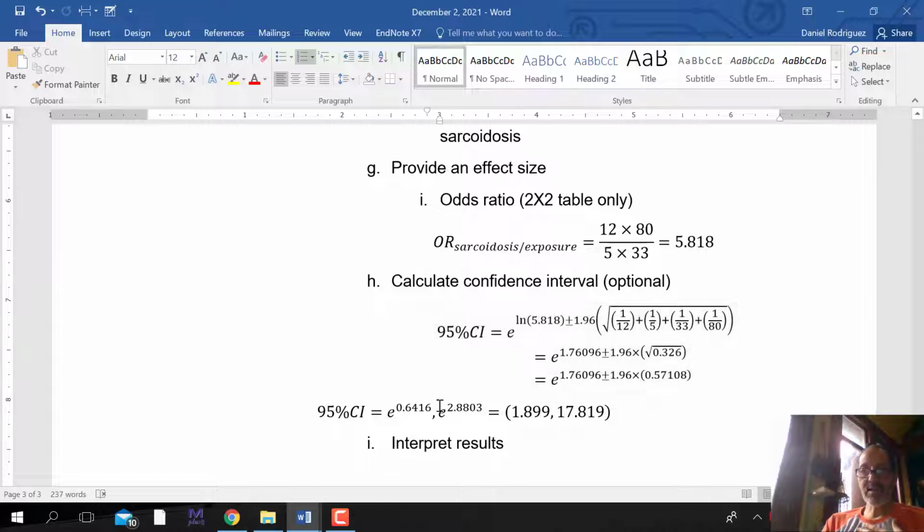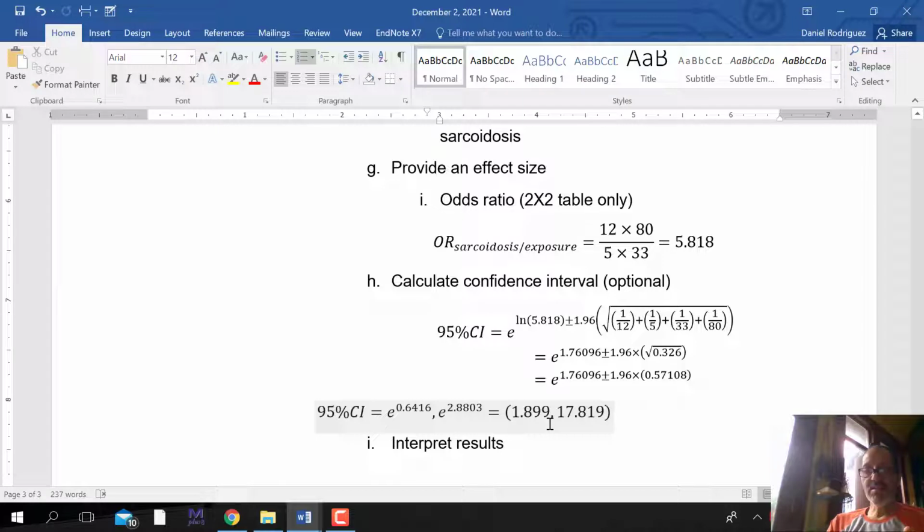So I generally break it down into the exponents, like this, and then do the exponentiation to finally get the 95% confidence interval in this case. So what we get here is that the odds of sarcoidosis among those who are exposed to this wood burning stove are nearly 6 times greater than among those who do not have a wood burning stove, and the 95% confidence interval is 1.899 to 17.819.